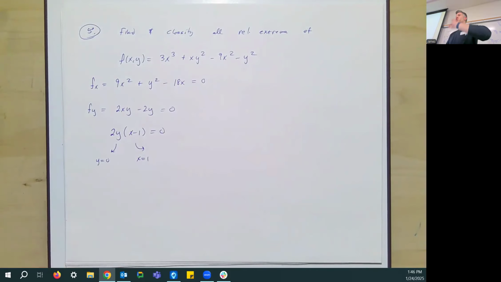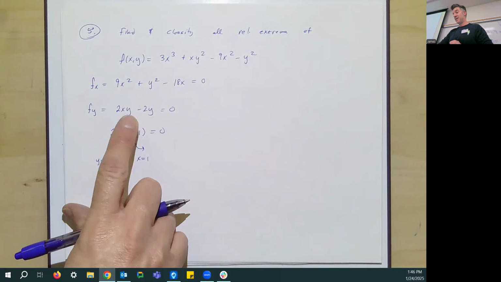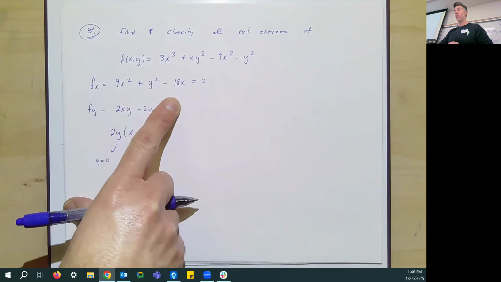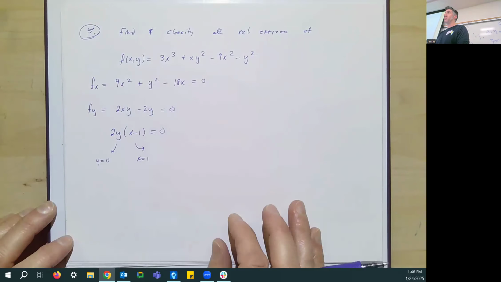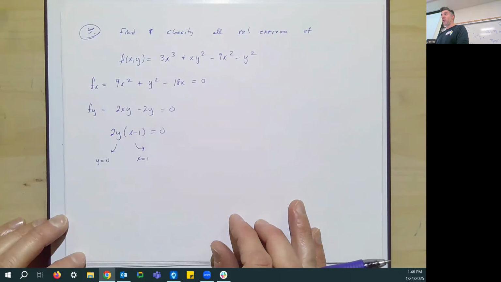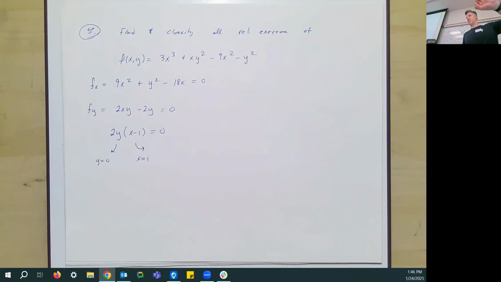I want to be extra super duper clear about this next thing. 1 comma 0 is not a critical point. X is 1 or y is 0 makes this second partial derivative equal to 0. It does not make this first partial derivative equal to 0. If you plug in 1 for x and 0 for y, you're going to get 9 plus 0 minus 18, which is negative 9, which is not 0. So I just want to be clear because lots of people make this mistake. They think, oh, I get an x and a y from this, it's a critical point. But you have to have a critical point where both partial derivatives are equal to 0 when you plug in the x and y value.